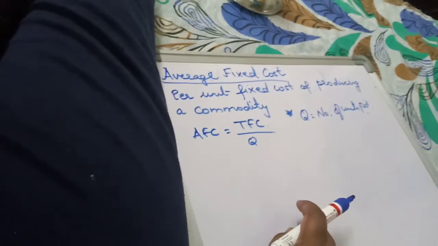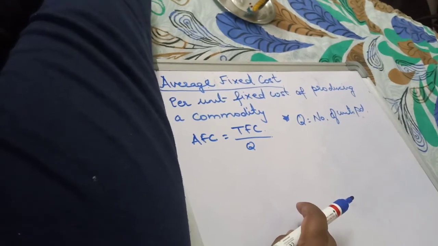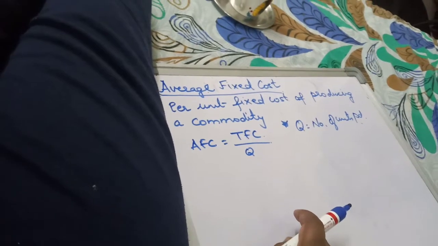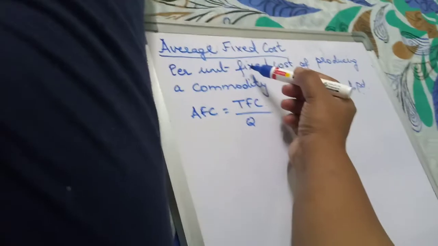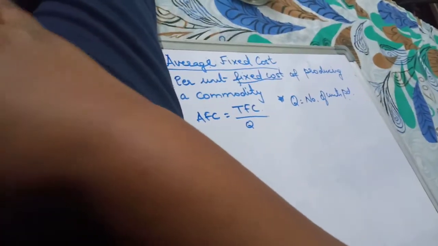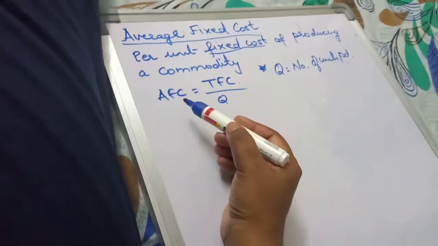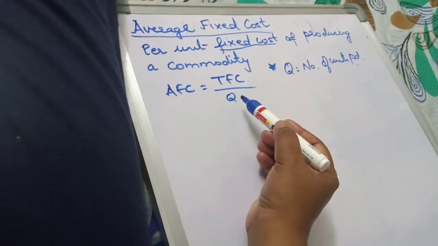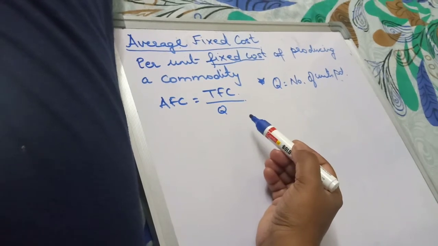The first average which we are going to do is average fixed cost. Now, average fixed cost is the per unit fixed cost. What is the keyword here? Per unit fixed cost of producing a commodity. And the formula for average fixed cost is TFC upon Q, where Q stands for number of units produced.